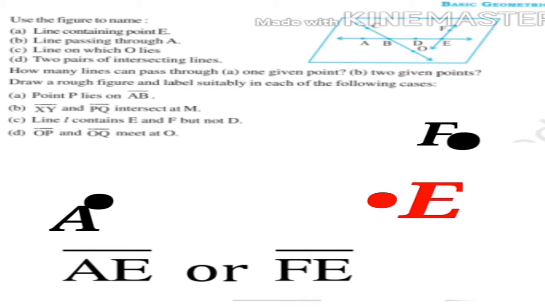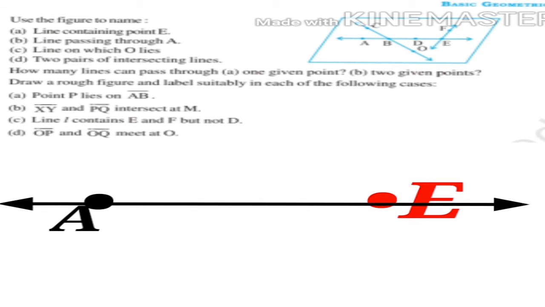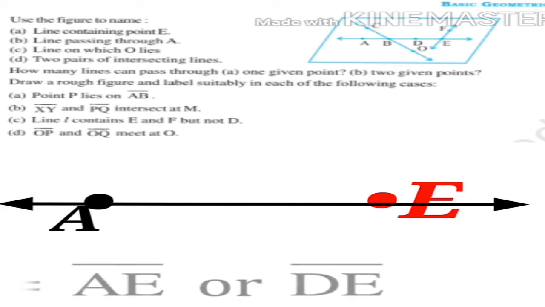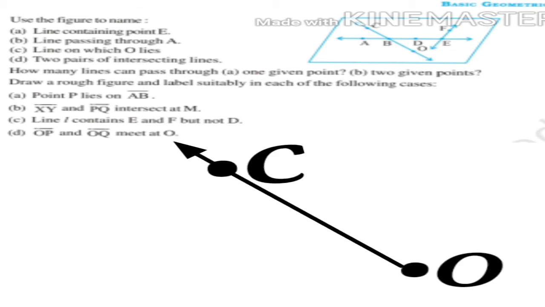Next, line passing through A. The same line is passing through A, E, or you can say A, D, because D is also lying on the line AE. Next, line on which O lies. That is CO, simple. CO, or you can say OC. Both ways are right.